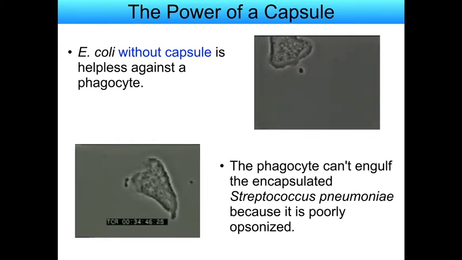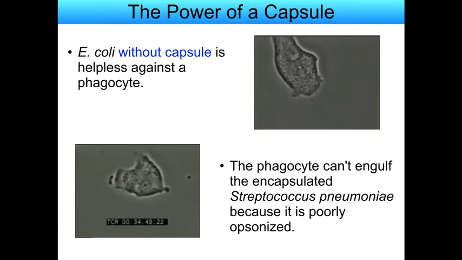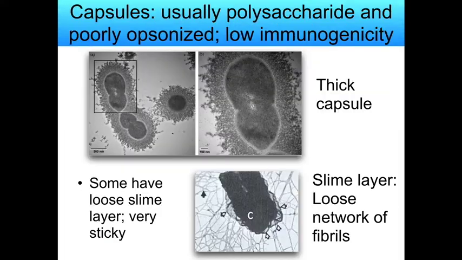So, for example, in the upper right panel, here's E. coli without a capsule, and it's helpless against a phagocyte. Now, if we look at the lower left panel, Streptococcus pneumoniae, it's just pushed around by the macrophage. It's poorly opsonized. It's difficult to opsonize capsulated organisms because they are usually polysaccharide, and polysaccharides are poorly immunogenic.